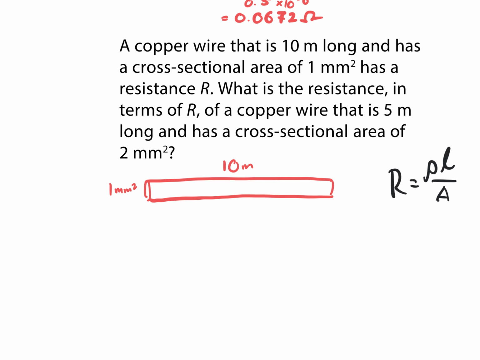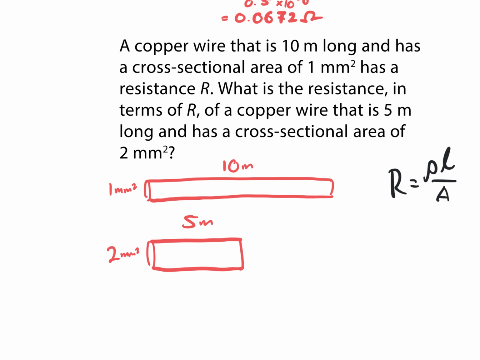I have 10 meters long and only 1 mm squared cross-section area. Let's draw the next one. What if it's 5 meters long? Now what has happened to my cross-section area? It's become wider, right? It's now wider. And this is 2 mm squared.